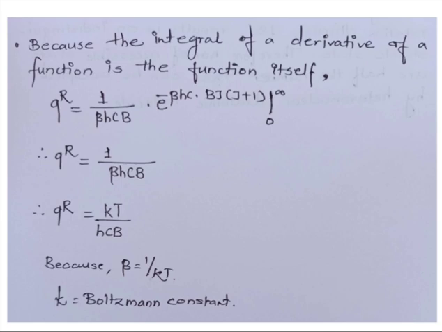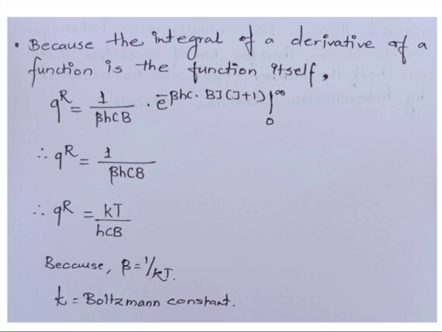So the equation, and obviously e raised to infinity is 0, 1 minus 0, it will be 1. So we can write simply the equation of the rotational partition function: QR is equal to 1 upon beta hcB. That part will be neglected because e raised to 0 is equal to 1. And when we have QR equal to 1 upon beta hcB, we know the value of beta.